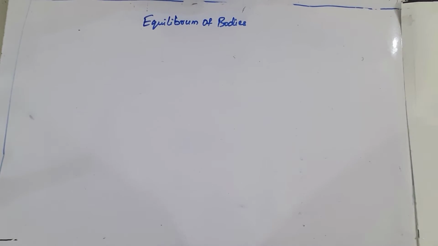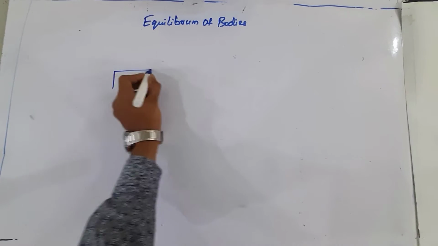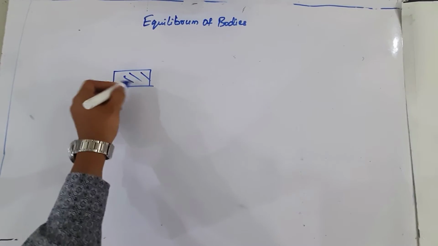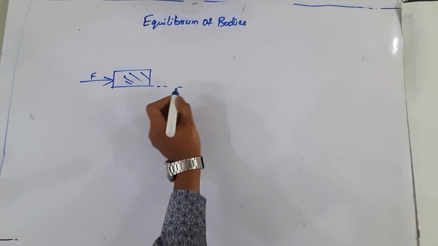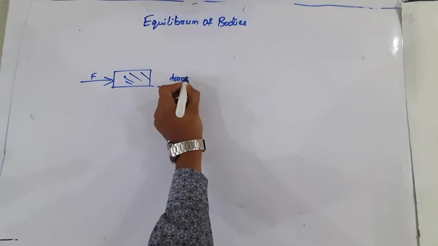So now we will learn about equilibrium of bodies. So when a body is free, that is it is not pivoted at a point, so when force is applied on it, it produces translational motion. Similarly, when a body is pivoted at a point, then force applied on it produces rotational motion. Suppose we have a body and the body is free, so when force is applied on the body, it experiences translational motion.